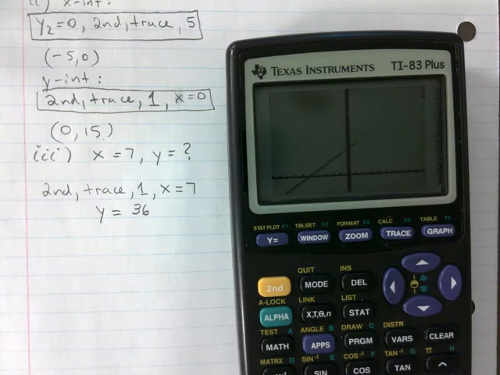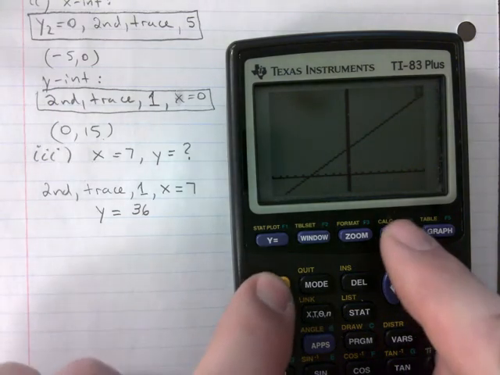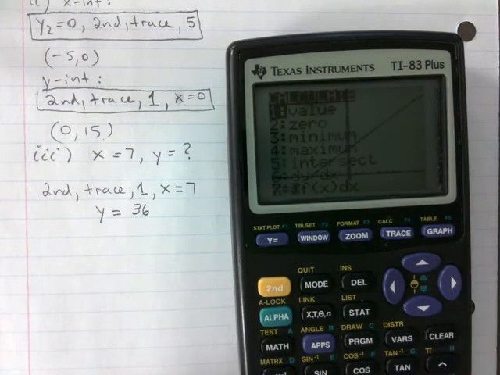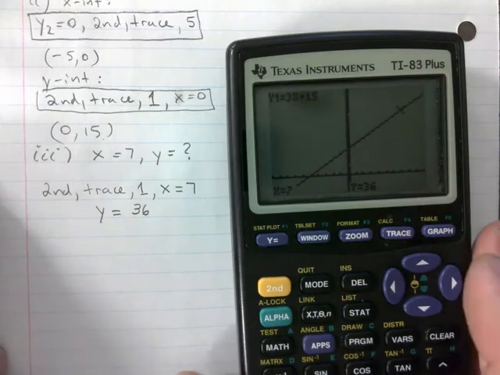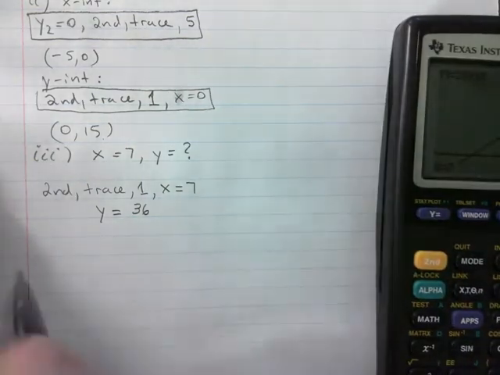A lot of students don't like that. It's like, no, tell me, right? So let's do this again. Unfortunately, once you regraph, you have to do this again. Second trace 1, X is equal to 7. You hit enter, and now you see it, right? It's right there. So good. I just want you to know how to work the window, that's all.